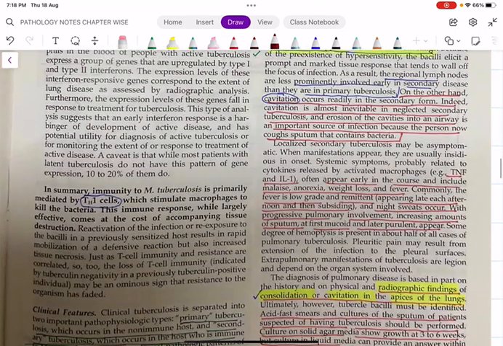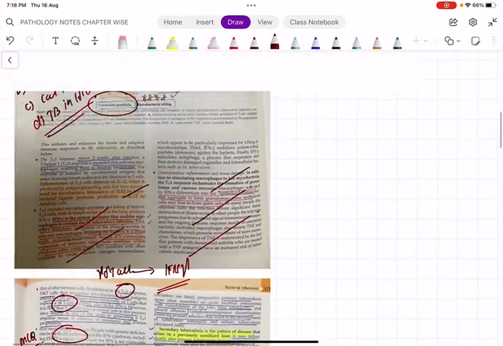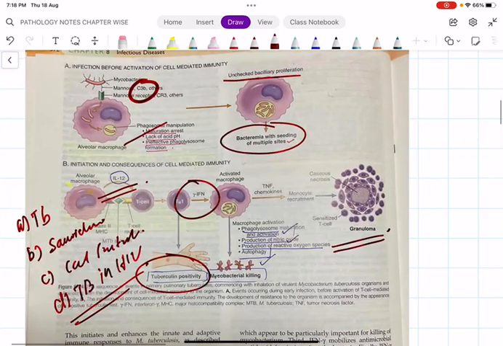So in summary, what I have to tell is mainly T helper 1 cells, gamma interferon, macrophage activation, then finally granuloma formation. So this is the important. If you draw these two pictures itself, it is more than enough. VIP picture this is.